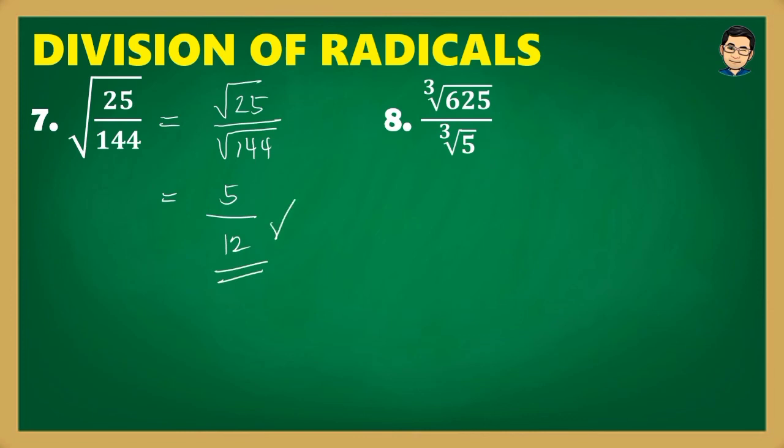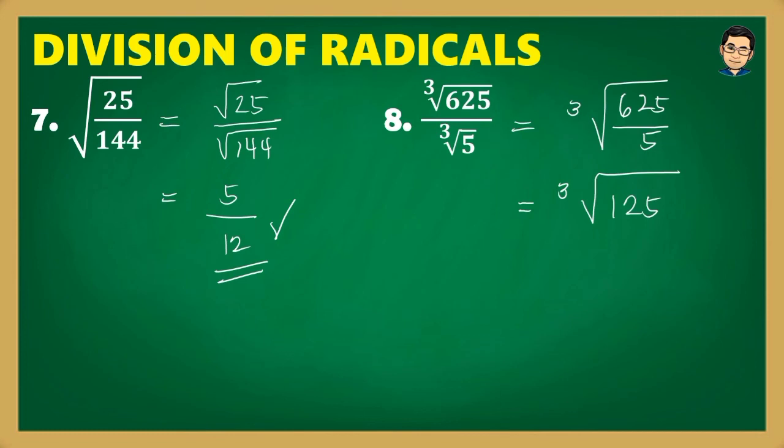Next, ito naman sa number 8, kabaliktaran. So, cube root of 625 over cube root of 5. So, since same index naman yung ating mga expressions, so pwede nating isulat as cube root of 625 over 5. And then, simplify natin. So, 625 over 5 is 125. And 125 is a perfect cube. So, our answer will be 5.